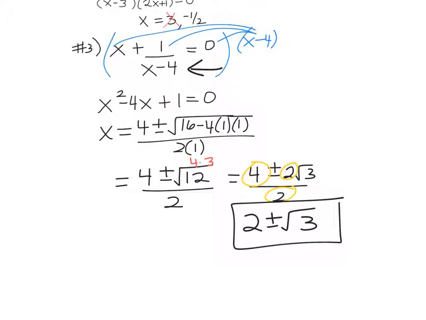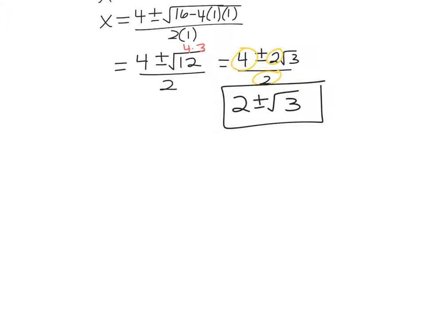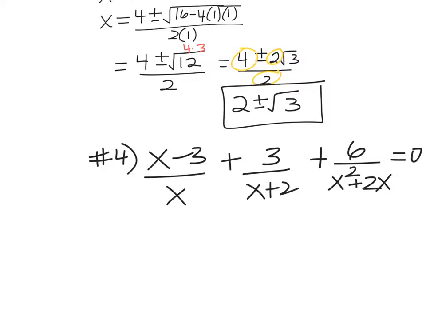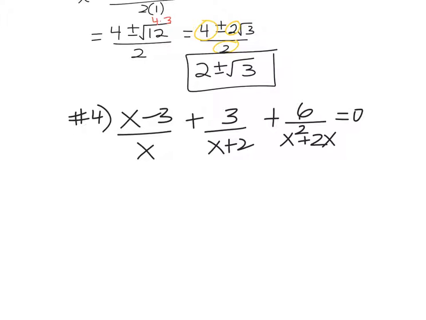All right, one last one. This is fast, huh? Number 4. Here we go. X minus 3 over x plus 3 over x plus 2 plus 6 over x squared plus 2x equals 0. All right, last one.